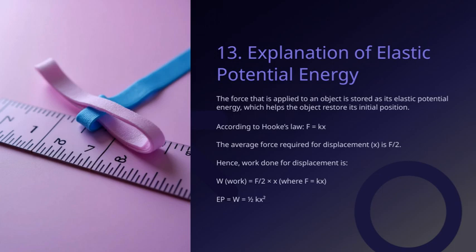This stored energy is crucial because it enables the object to restore itself to its original position when released. Essentially, the force you apply gets stored as potential energy, which can then be converted back to kinetic energy as the object returns to equilibrium. So, in summary, elastic potential energy is the energy stored due to deformation, and it plays a key role in many systems where objects oscillate or return to their original shape.